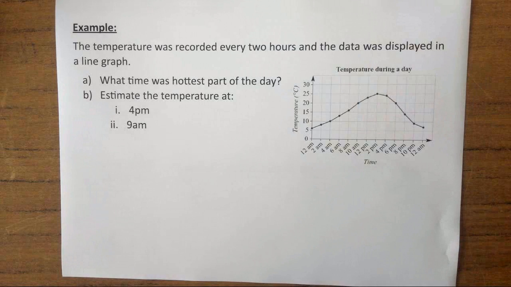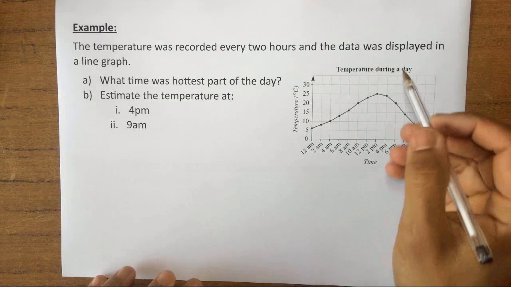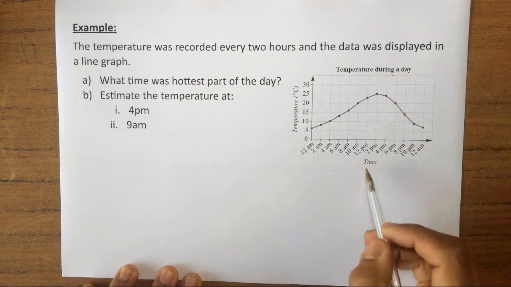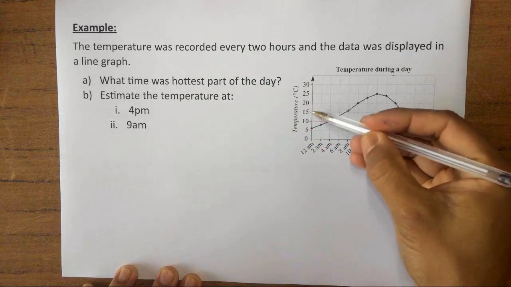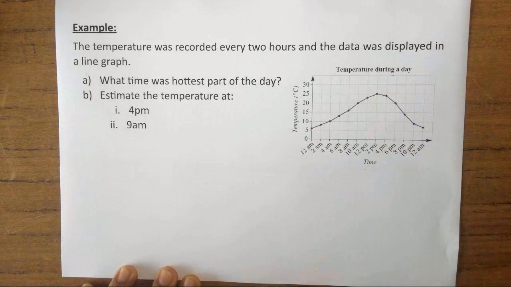Let's take a look at some line graphs. In this case, the temperature was recorded every 2 hours and the data was displayed in a line graph. We're going to ask again 2 questions. What time was the hottest part of the day? And we are asked to estimate the temperature at 2 different times. Again, we can see our title, our axes labelled, and an even scale going up the side and an even scale going across the bottom.